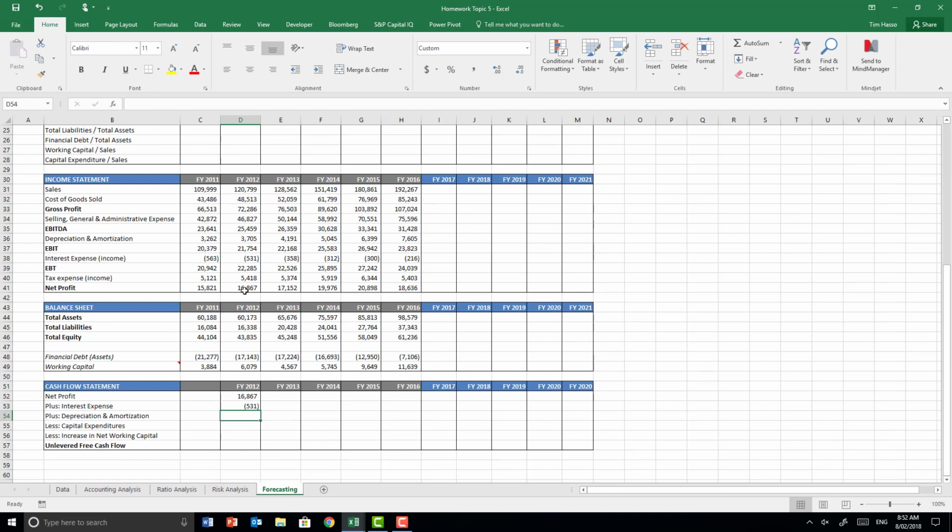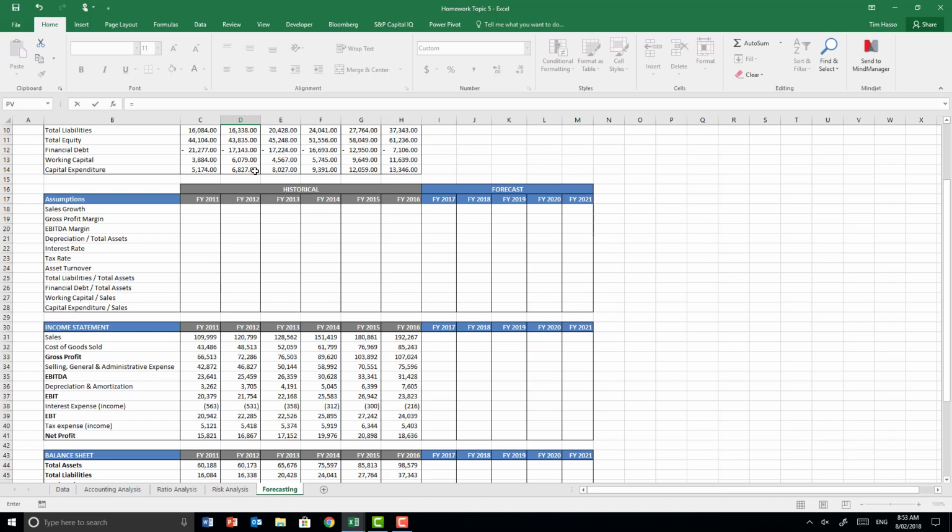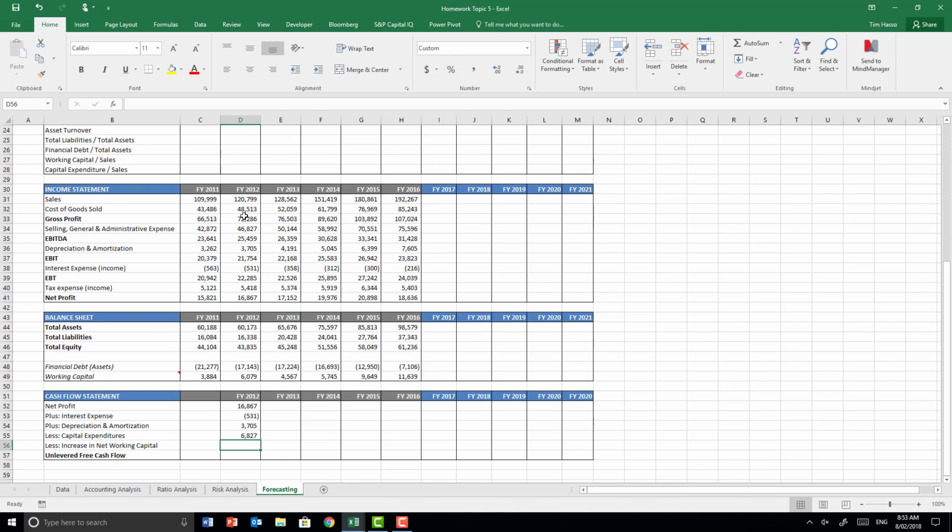We then have depreciation and amortization. And again, this is something that we can grab from the income statement. We have the capital expenditures. Now, capital expenditures is not in the income statement, but it is in the inputs. So it's in cell D14. So it's 6,827. And then finally, we have the increase in net working capital, which is merely the working capital minus the working capital in the previous year.